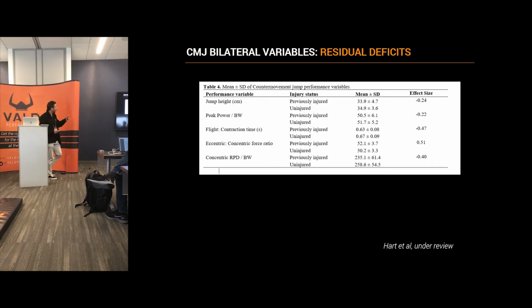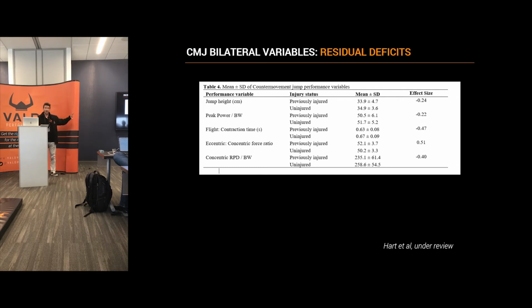Okay, so while we're at it, these are the same players, and we thought, let's take Gathercole and Cormac's work and ask, what about those under-the-bonnet strategy metrics against CMJ? It's not a huge sample, 17 and 17. But if you just look at the effect sizes, jump height and peak power are 0.2 and 0.24. FTCT is starting to get towards a moderate effect size, and so are eccentric concentric force ratio and RPD.